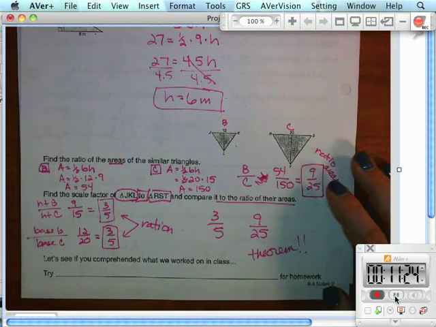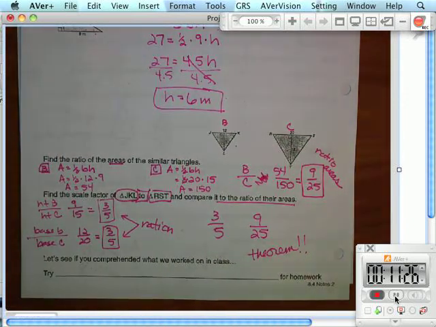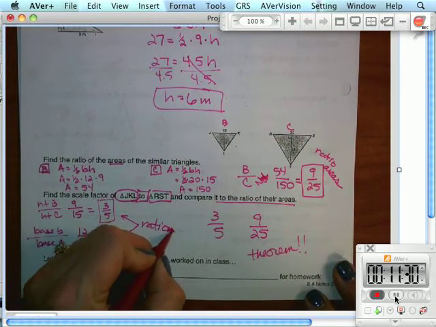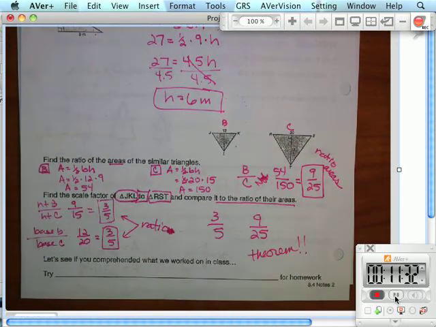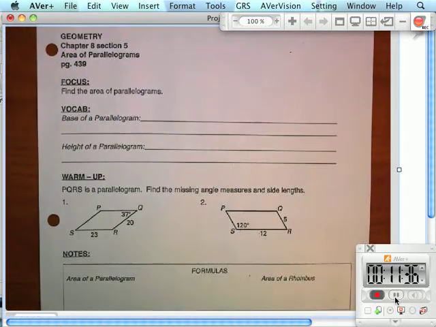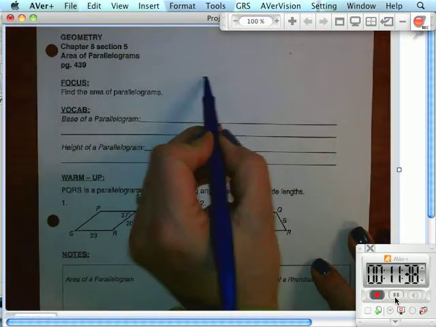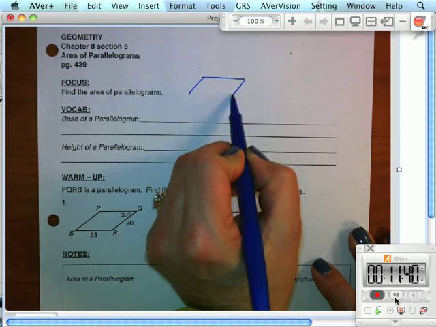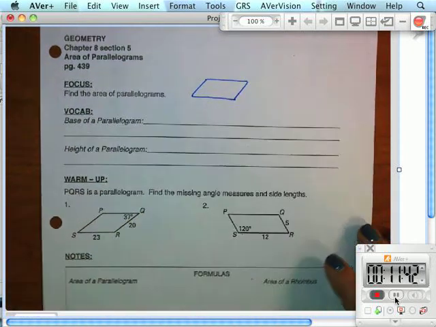Okay? So that's really what I wrote here. What was I thinking? Sorry. So there's that. Find the area of the parallelograms. Let's just draw a picture to remind ourselves what a parallelogram looks like. It's kind of like that. The sides are parallel.